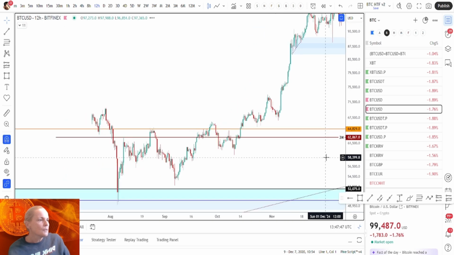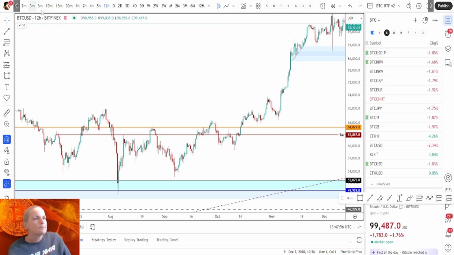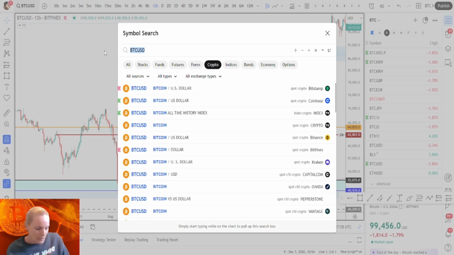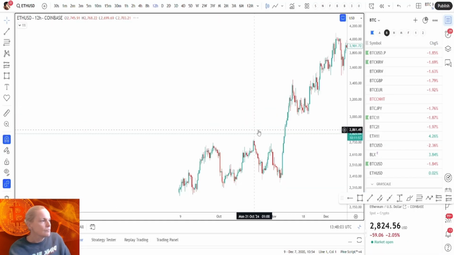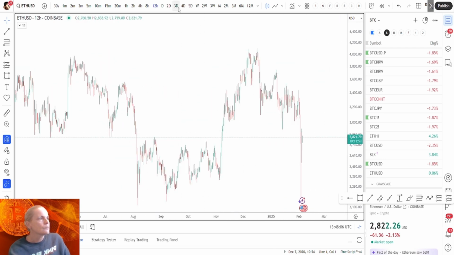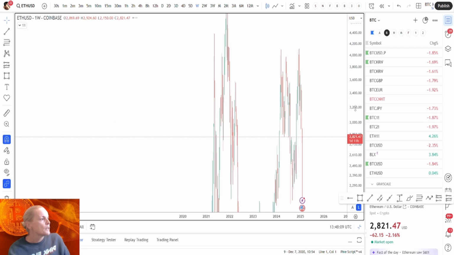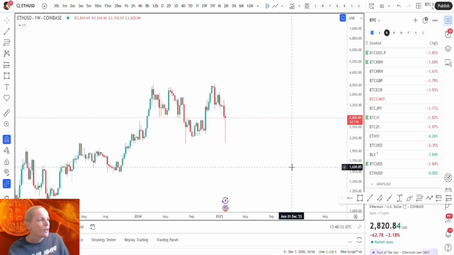And try and find another example. Oh, I think actually Ether was a very good example. Let me just put up the Ether chart. From recently on the high time frame, I think I don't have any drawings on this. Ether actually has multiple examples of this, and it's one of the fractals that I've been looking at.